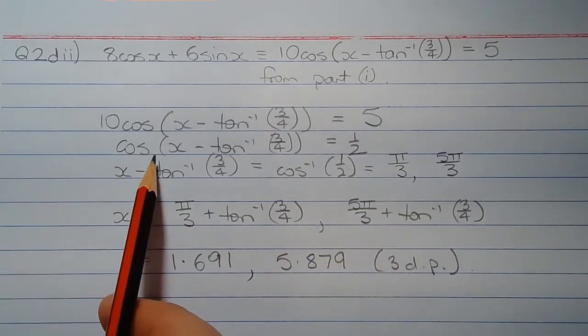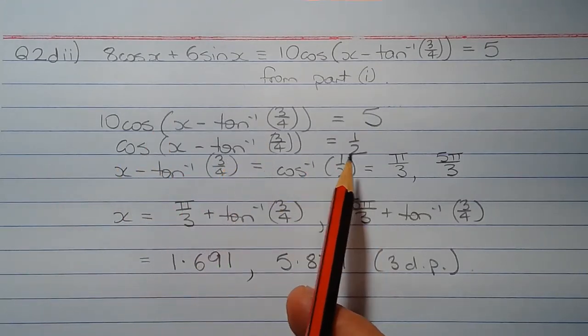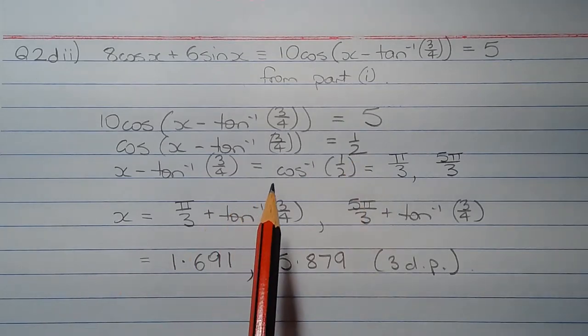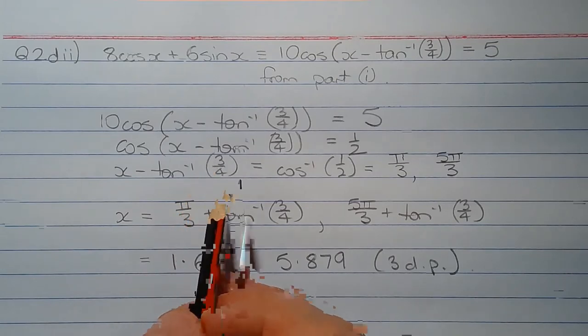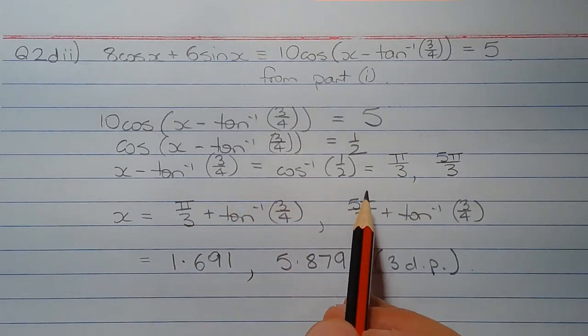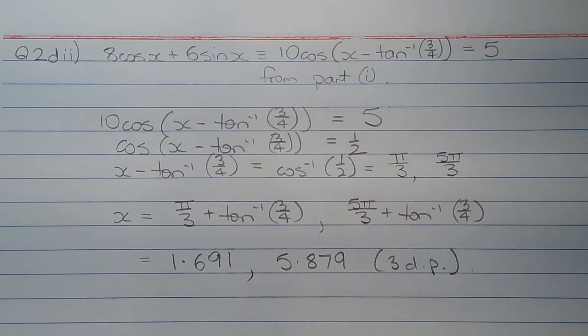So we have cos of x minus the inverse tan of 3 over 4 equals half. Taking the inverse cos of both sides, we have x minus the inverse tan of 3 over 4 is equal to the inverse cos of half, which equals pi over 3 or 5 pi over 3. So that's a quadrant 1 or quadrant 4 angle, since we have a positive ratio there.